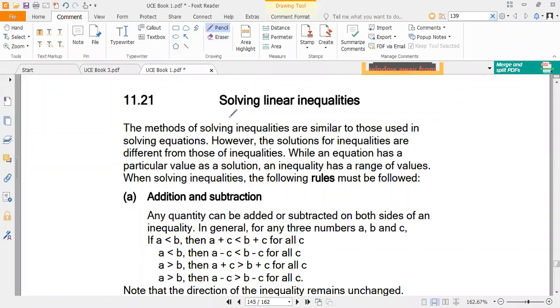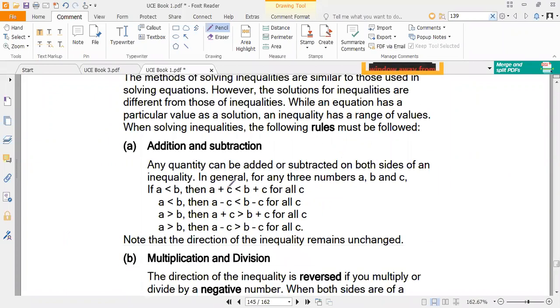Let's look at how we can solve linear inequalities. Solving linear inequalities is similar to how we solve other equations. However, the solutions for inequalities are always different because we shall not have a single value, but a range of values, since inequalities always give a range of values. So we follow the following rules.